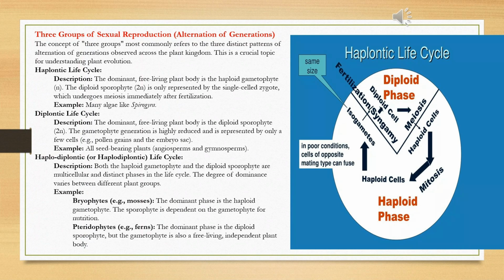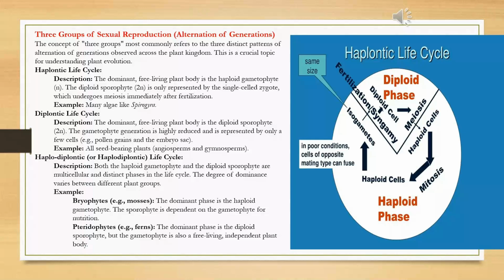Now the next one is the haplodiplontic life cycle. It describes that both the haploid gametophytes and the diploid sporophytes are multicellular and distinct phases in the life cycle. The degree of dominance varies between different plant groups. So here are the examples.